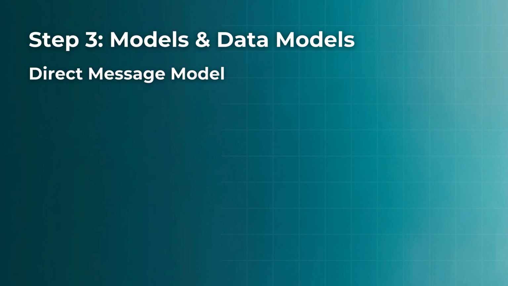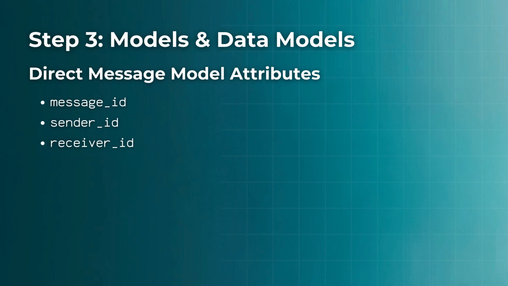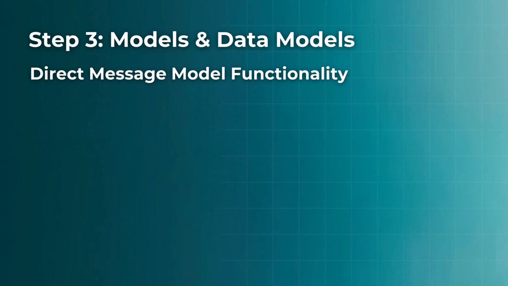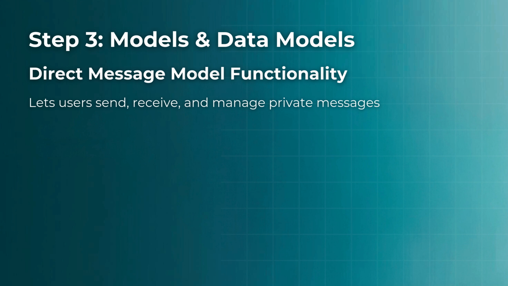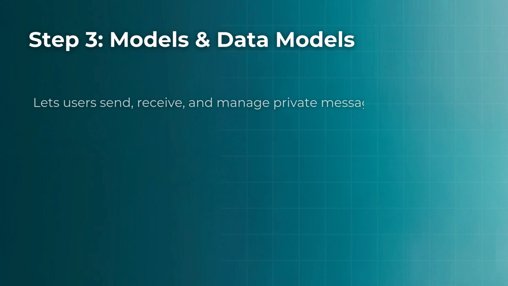Let's move to the direct message model. This model supports private messaging between users, and the main attributes for this model are a unique identifier for the message, who sent the message, who received the message, the message text, and when the message was sent. It connects the sender and receiver through their user IDs. The key functionality for this model is to let users send, receive, and manage private messages.